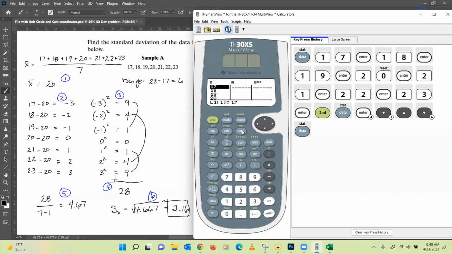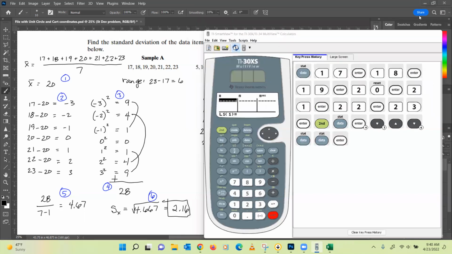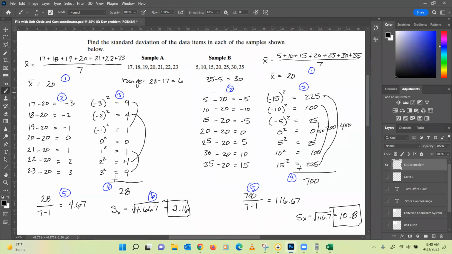I'm going to hit the data button twice now, and it gives me the option to clear list 1. So it's clear and available for my next assignment. But that's how we look at some of the dispersion of our data so that we better understand the data set. Next week, we'll talk about how to use standard deviation a bit more to do some calculations so that we can compare data items.